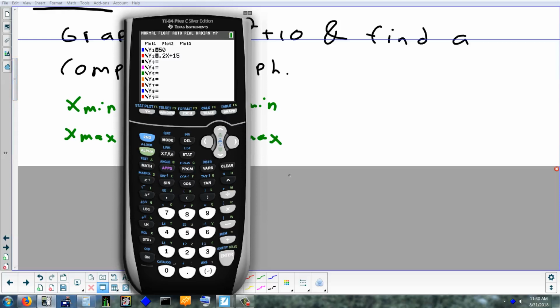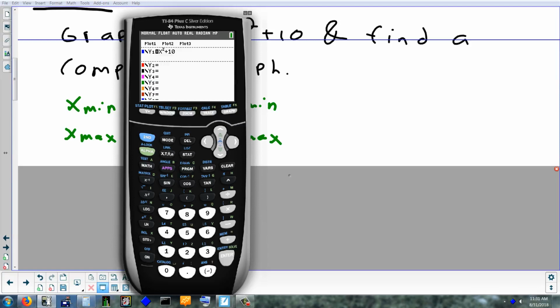So y equals, I'm just clearing everything out that was in there. X squared. If you make a mistake like I just did, just press the arrow to go back. Once it's highlighted, just press delete. Keep pressing delete until you get rid of what you don't want. So I meant to hit squared plus 10. Now let's start over with our window.